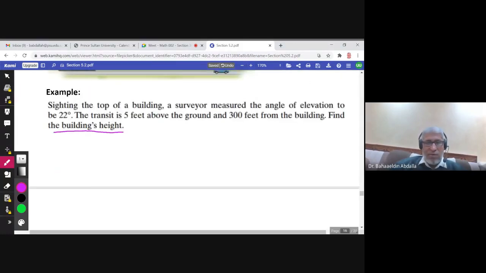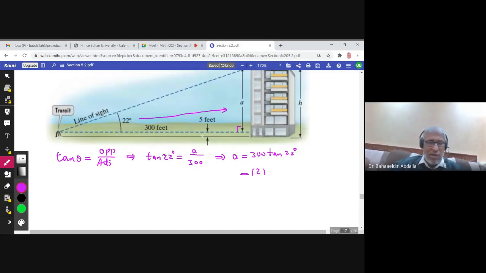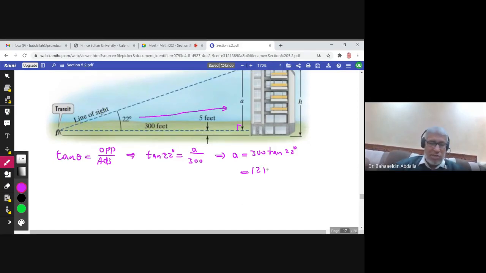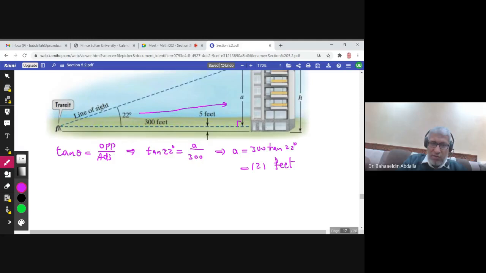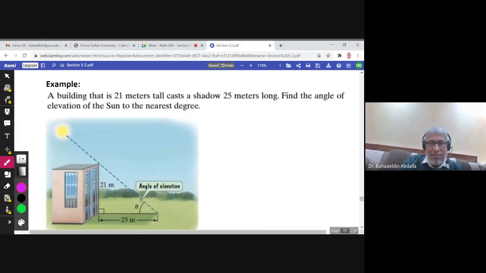What is the question? Find the building's height. He did not say anything about decimals, the angle of elevation, the transit, the ground. He did not say anything. So I may round it up to the nearest integer, 121 feet. If you want to write it as 121.2, that's also correct because he did not ask for a specific approximation in the question. So the answer is 121 feet.